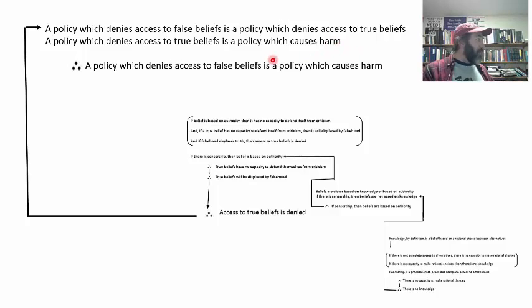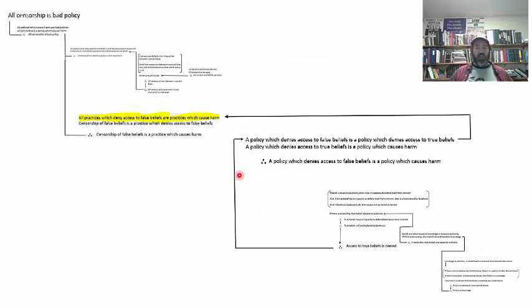And we've already come to the conclusion that a policy that denies access to true beliefs is a policy which causes harm. And therefore, denial of access to false beliefs is a policy that causes harm. And look, there's how we go. And again, we take this line of reasoning and we follow it all the way through, right to this point here, our original two arguments, and up it goes to all censorship is bad policy. And there's the two distinctive lines of reasoning.